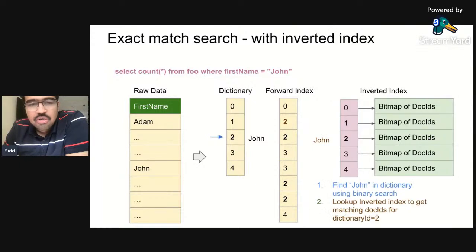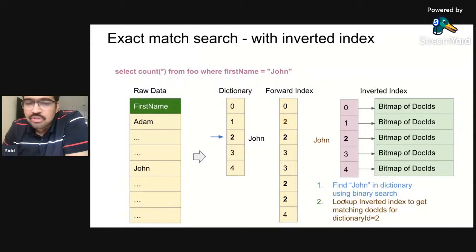Okay, so now let's say you do have an inverted index on your first name column. In this case, how does the search operation change? Again, you have a dictionary structure, then you have a forward index where each entry is a dictionary ID, and then you have an index structure called the inverted index. Inverted index is a reverse map from your dictionary IDs to the corresponding bitmap of document IDs. So it essentially tells you, for each dictionary ID, where in your segment this dictionary ID is present. That's where the bitmap of document IDs comes in useful.